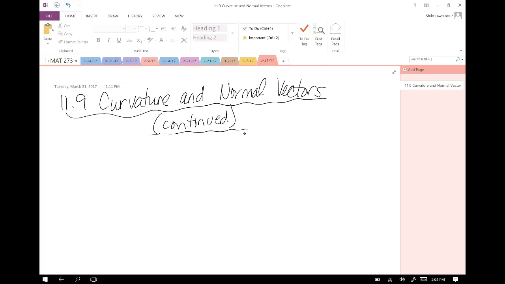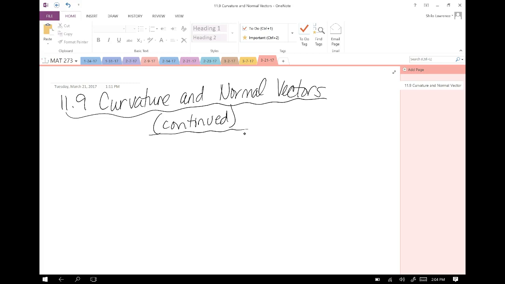So we just have half of a section to finish up. And then I've got a few more questions I want you guys to do. It's not as long as the first part. It's got some projectile motion problems and then a curvature problem. And then the last part, which we're going to finish up in 11.9, is tangential and normal components of acceleration.